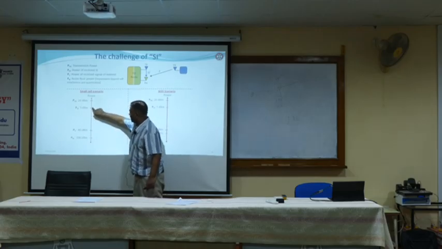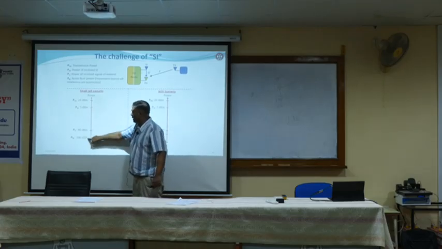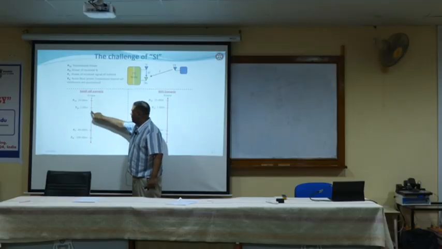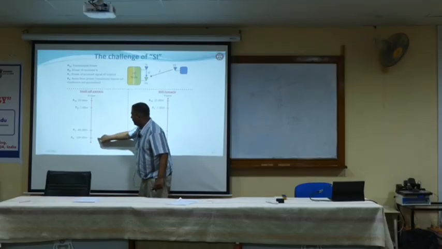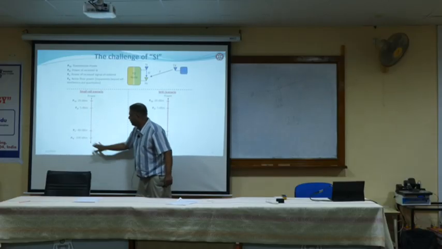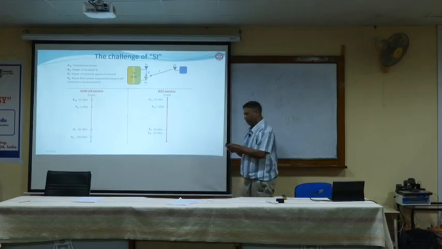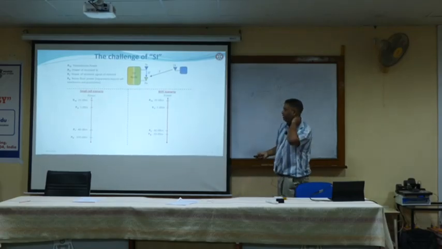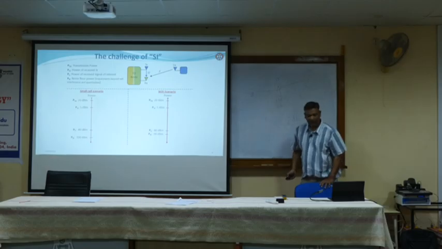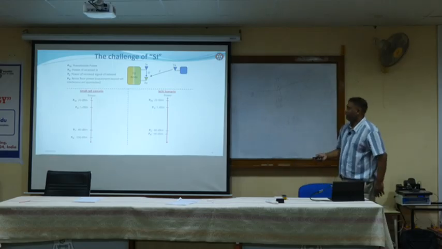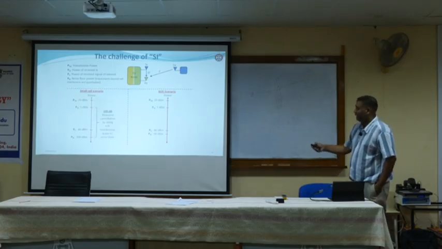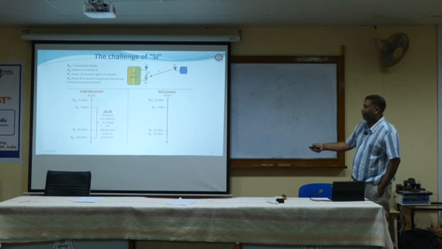We need to cancel. This is 5 dBm, this is minus 100 dBm, so we need almost 105 dB of cancellation to bring this self-interference below the noise floor. Similarly, we need to bring this one below the noise floor. If we do that, we can enjoy the in-band full duplex benefit. So 105 dB of cancellation is required to bring the self-interference down to the noise floor.